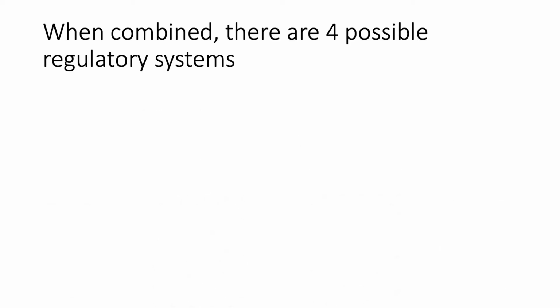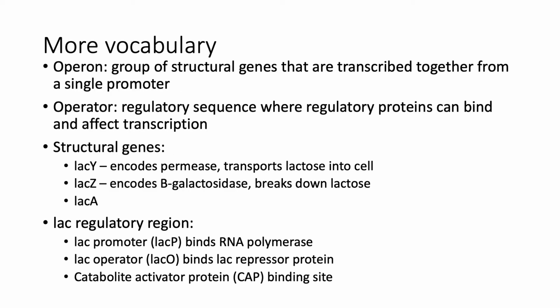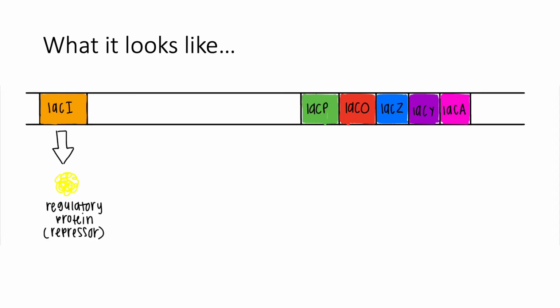We can combine the different modes of regulation so that there are 4 possible regulatory systems. The lac operon is regulated by negative inducible regulation and positive inducible regulation. Before we get into the specifics of the lac operon, go ahead and pause your screen again to familiarize yourself with these vocabulary words.